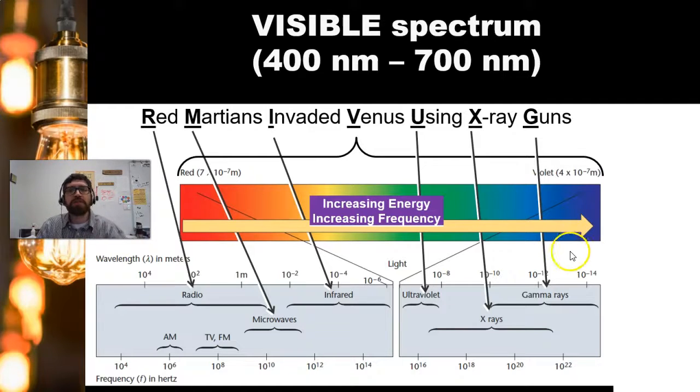Biv. It's a good way to remember the colors of the visible spectrum in order of increasing frequency. Red, orange being the low frequency, low energy end. The blue, violet being the high frequency and high energy end.